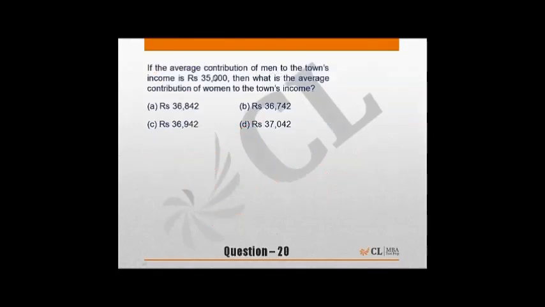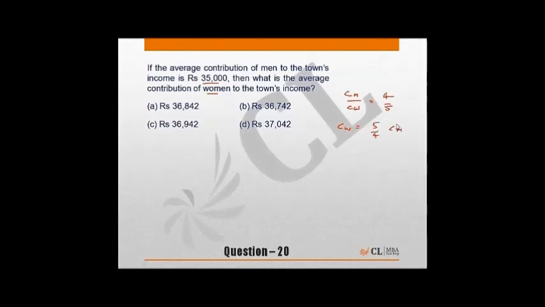Contribution of men to the town's income is 35,000. What is the average contribution of women to the town's income? Now we know that contribution of men upon contribution of women is 4 by 5. Or we can say contribution of women is 5 by 4 into contribution by men.